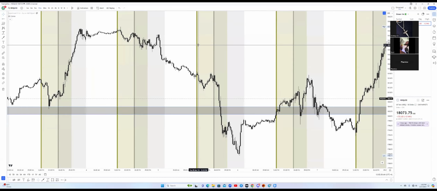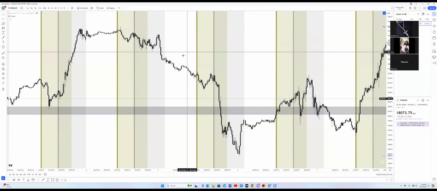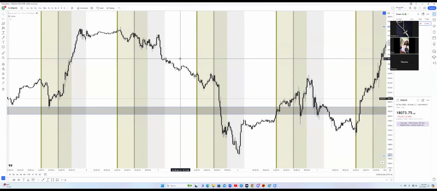So the key zone indicator is actually a section separator. It's not actually something that gives you a signal. It's actually a section separator. But with that key zone, you would see a what?